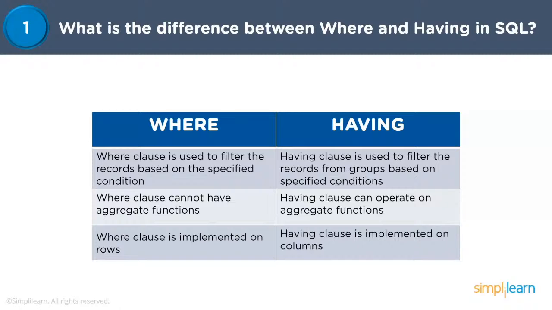You need not worry, we'll do the demo for where and having clause using the employee table. So where clause cannot have aggregate functions such as count, sum, min or maximum functions. Having clause can operate on aggregate functions. Now where clause is implemented on rows, while having clause is implemented on columns. Now let me show you an example of how a where clause is different from an having clause.